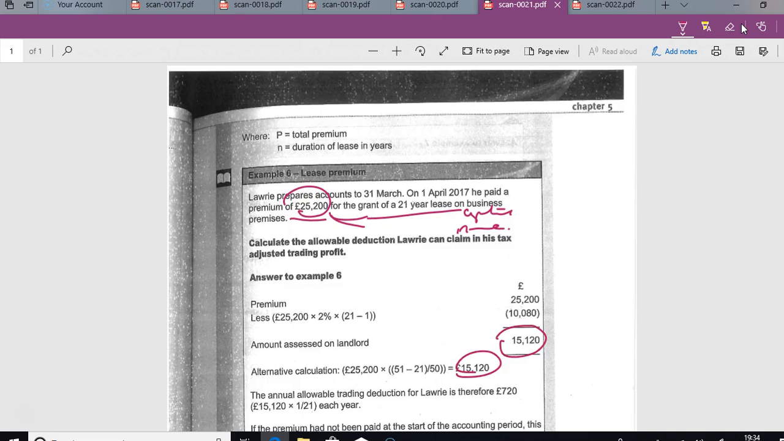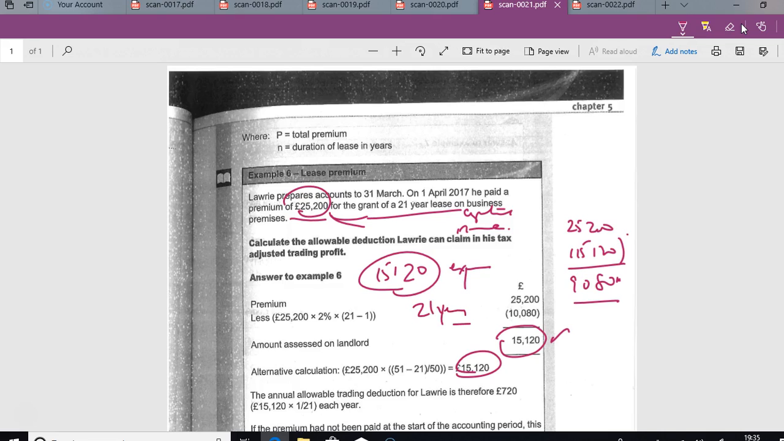So in effect, he has just paid his landlord 15,120 in rent, and he has also paid the difference, which would be 25,200 minus 15,120, which is 10,080. So that's the capital element. We're not interested in this. This is what we're interested in because we're dealing with his trading expenses, right? So basically, he's paid his landlord 15,120 as an expense for rent for 21 years.